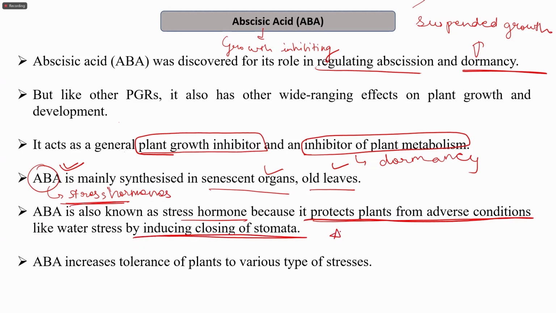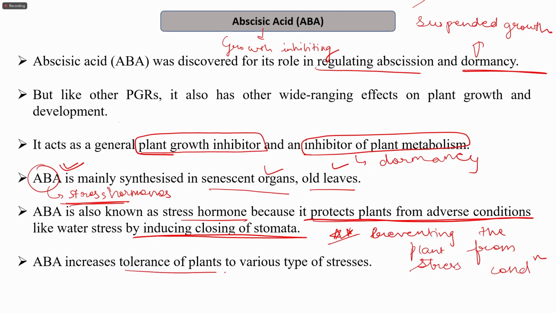So it is actually protecting the plant from stress conditions. Therefore, it is also known as the stress hormone. In conditions like water stress, it induces the closing of stomata, thus preventing the loss of water from the plant. ABA increases tolerance of plants to various types of stresses. As I mentioned, it is a stress hormone.